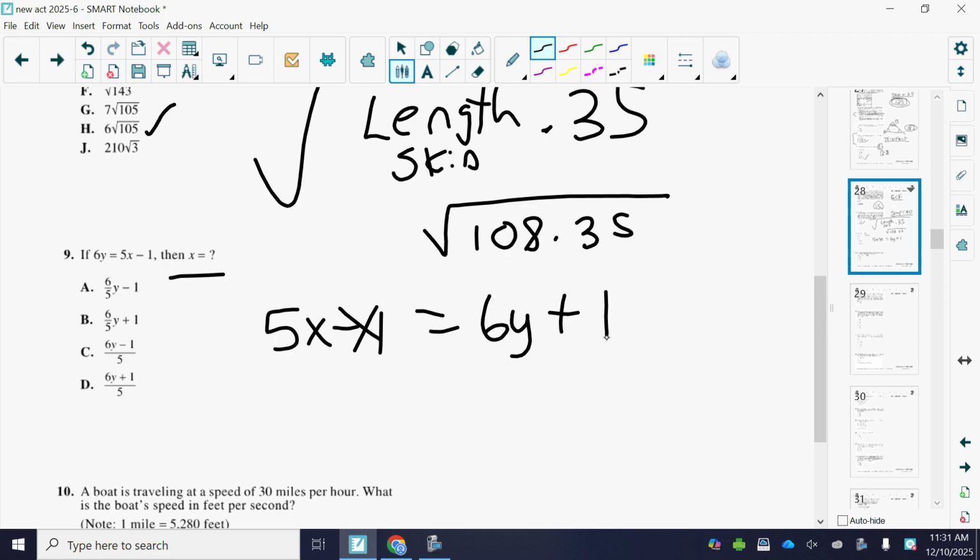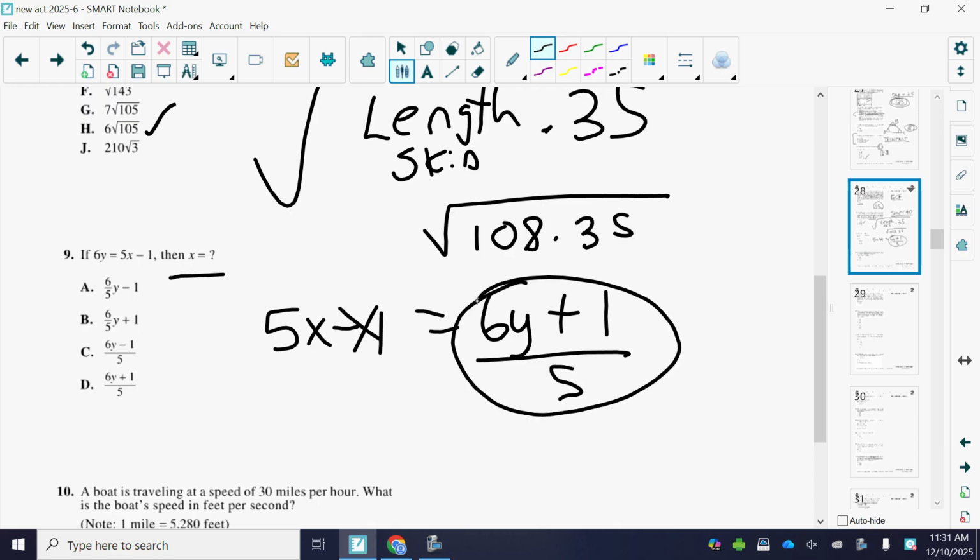Add 1 and divide by 5, right? So that is the right answer. By the way, they might make you split the 5 and say 6y over 5 plus 1/5, but not this time. The answer's right there.